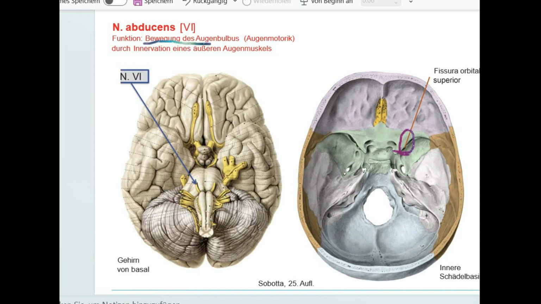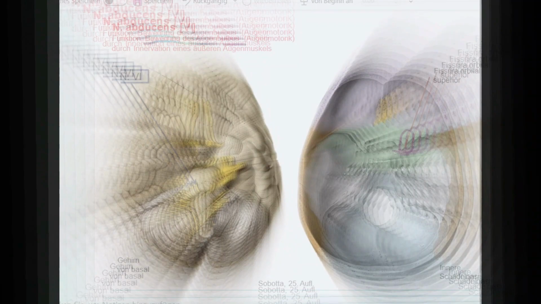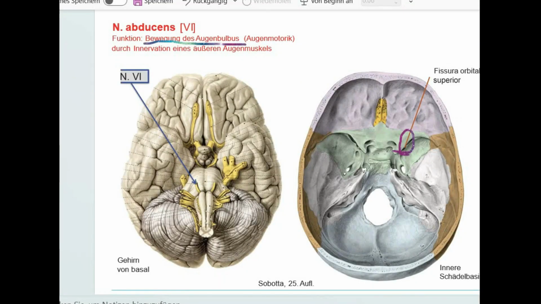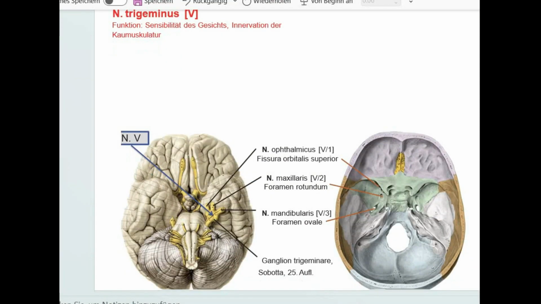Why is it called abducens? Because it is for the abduction of the eye. The eye muscles that are responsible for the abduction have a different innervation, and the abducens nerve provides it. The oculomotor nerve and the trochlear nerve are motor nerves as well.